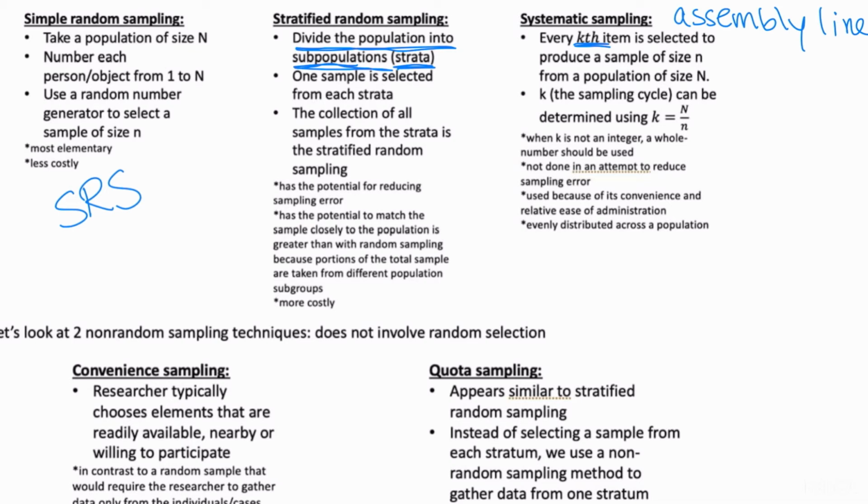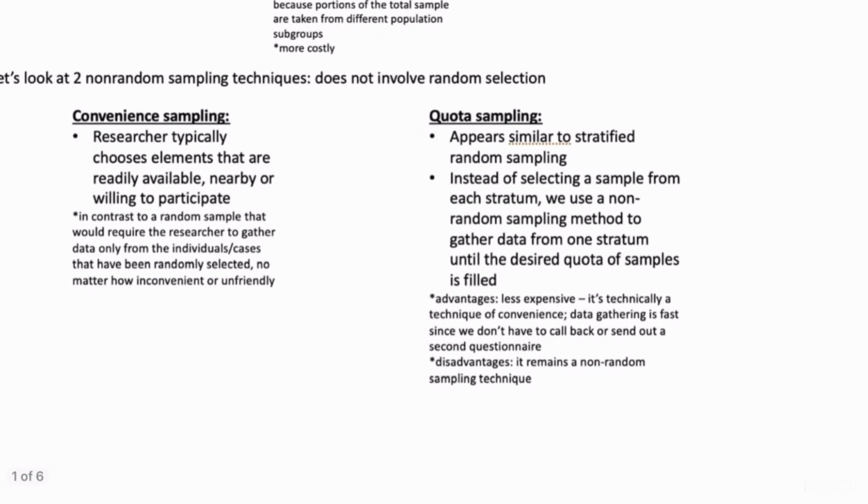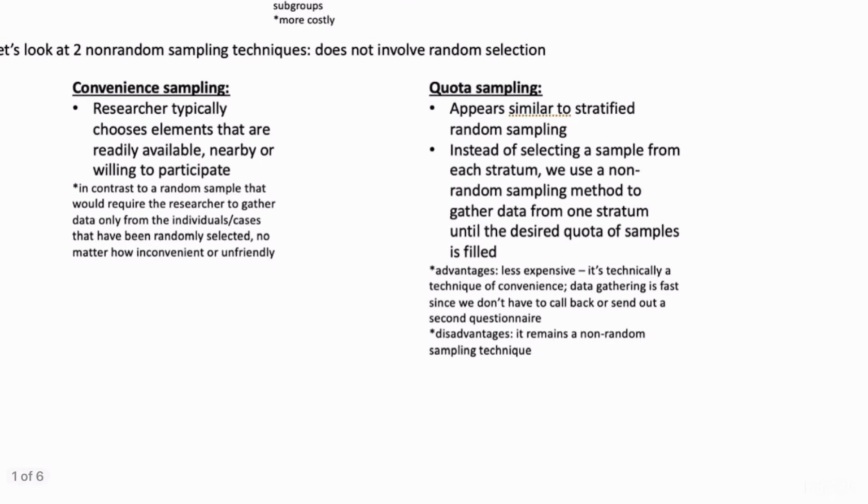So those are 3 random sampling techniques. Then we're going to talk about 2 non-random sampling techniques, okay? So this does not involve random selection. And there's going to be a third one that actually I'm going to write down for you, but so far we're going to talk about these 2.